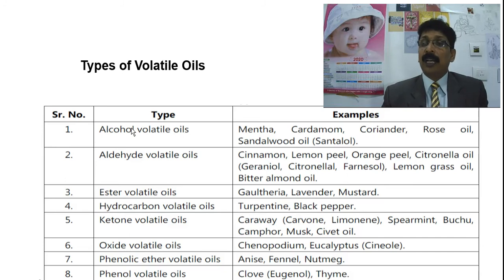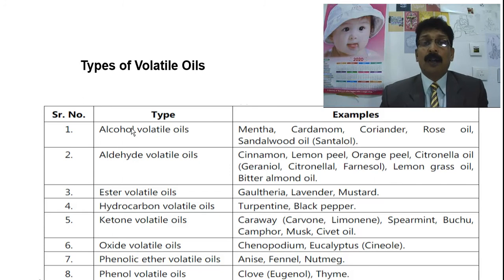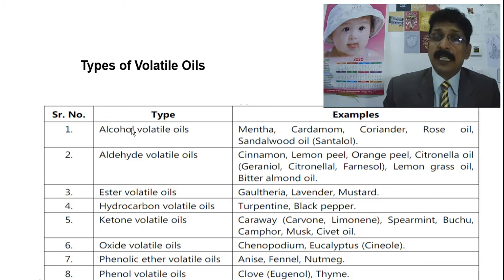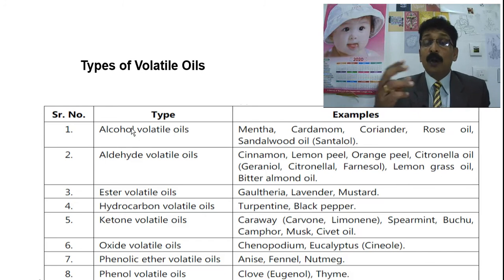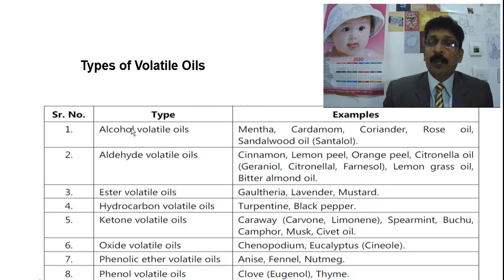These are all alcoholic compounds and aldehydic compounds present in volatile oils. Lemon grass oil and bitter almond oil all contain aldehydic volatile oils. And ester volatile oils, formed from acid and alcohol, you can see in gaultheria, lavender, mustard. And hydrocarbon volatile oils: turpentine, black pepper. Ketone volatile oils: caraway, carvone, limonene.